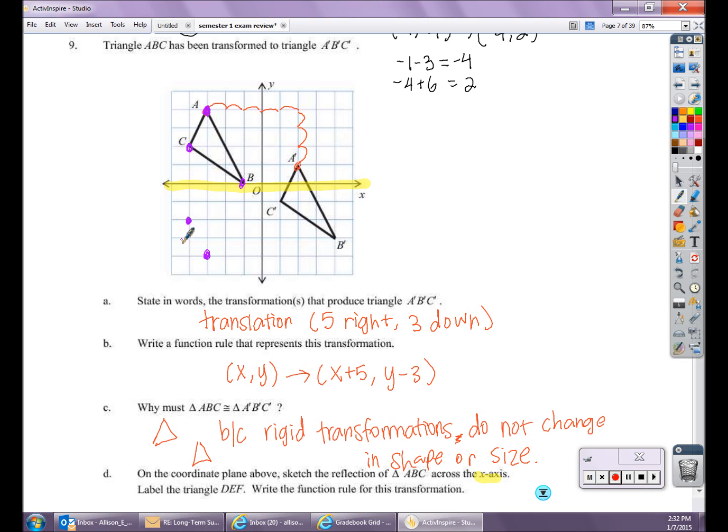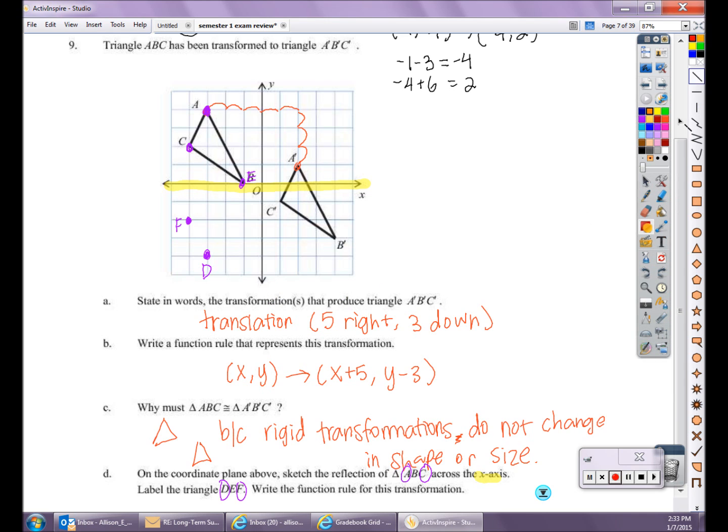And let's make, it says C goes with F. So this would be my F. And A goes with C, so this would be C. And for B, it's already on the yellow line, so it doesn't have to do anything. It stays, and it becomes B. Alright, so there's my DEF. Make it look pretty. Connect your dots.